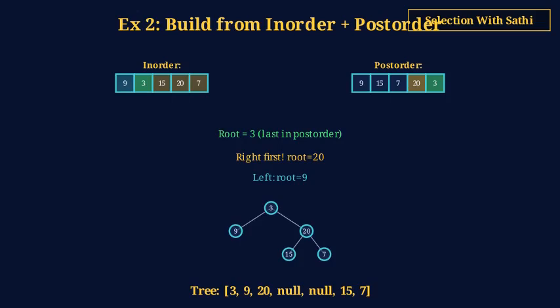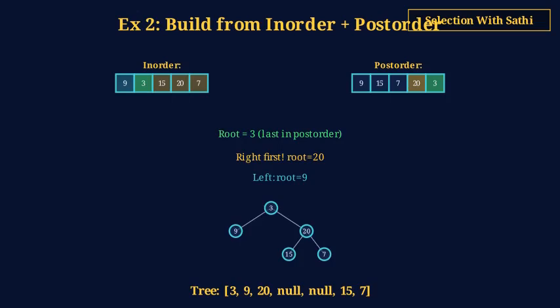Root is 3. Find 3, split into 6 and 7. Pop 7 from end, right child of 3 is 7. Pop 6, left child of 3 is 6. Now build left subtree of root.